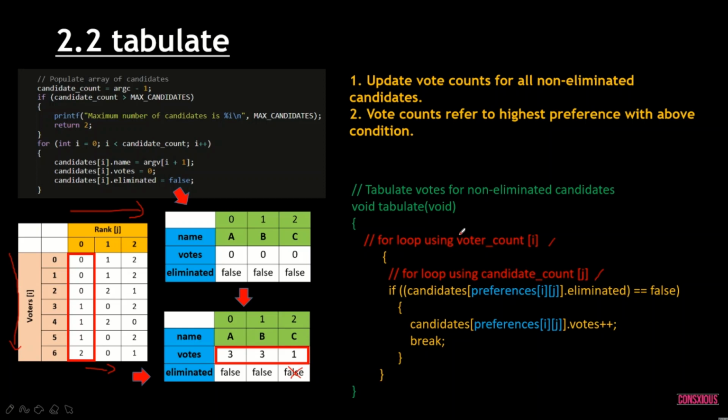So this red color, you need to fill it out. This is a very important code here. If the candidate, we can just put preference dot eliminate, because we must check for a non-eliminated candidate. That's why we must make sure it is false. Then only then do we update the vote count. So if not false, we're just going to break out.